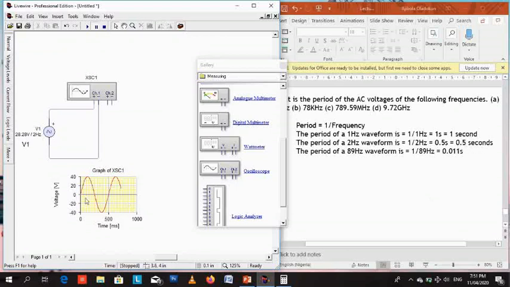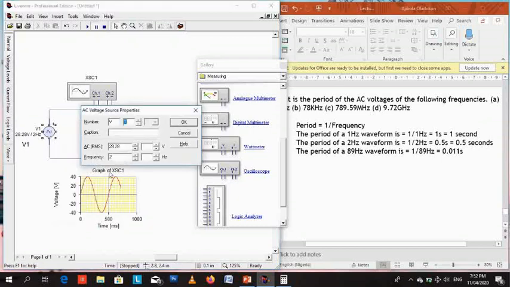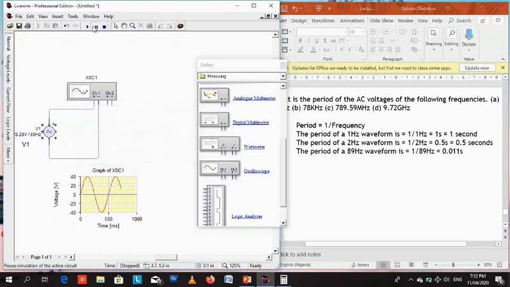seconds, which is also 500 milliseconds. See, it starts from 0, rises to V peak, goes to negative V peak, and returns to 0. That is one complete cycle. So one complete cycle is formed in 0.5 seconds. So 0.5 seconds is the period of a 2 hertz signal.